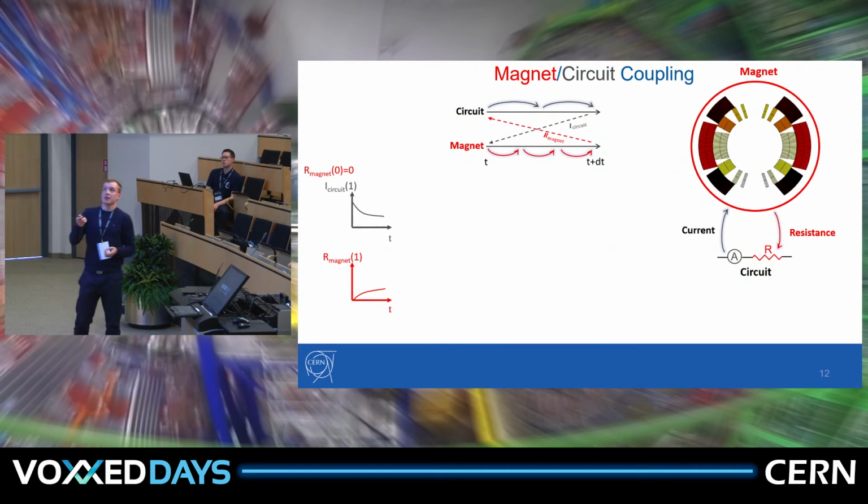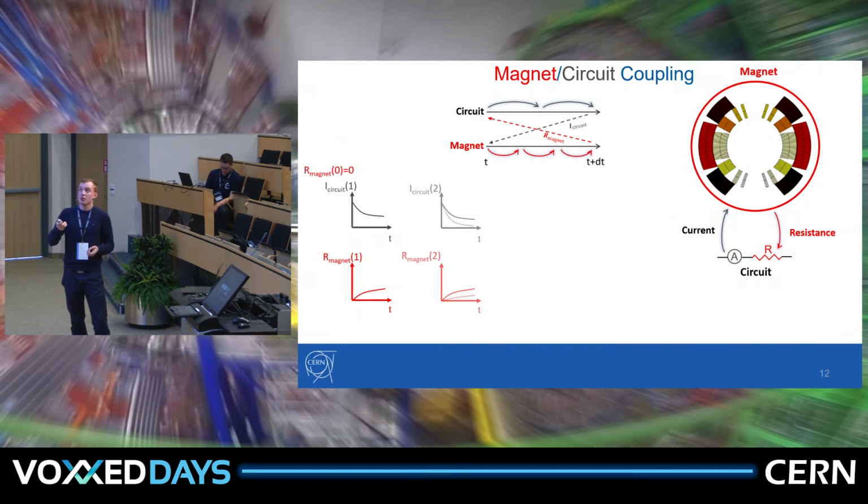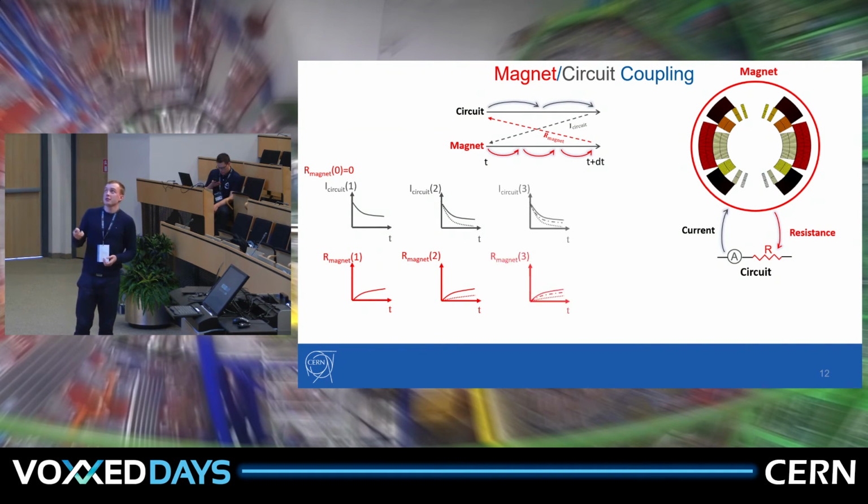So we start with our initial guess of resistance, which is 0. We get the current profile. This current profile is passed to a big model of a magnet. We get a resistance. Resistance grows, so in the next step, we will have a larger current decrease because we have more resistance. But as the current is decreasing faster, we will, in this iteration, build less resistance.